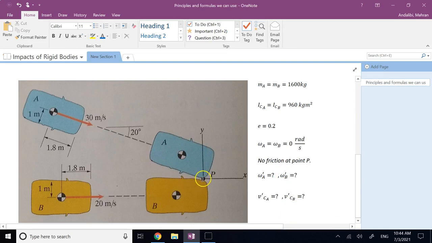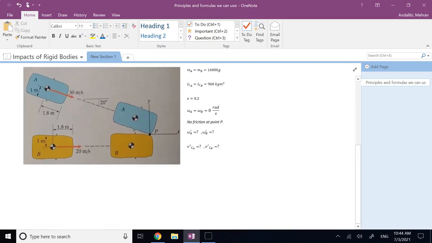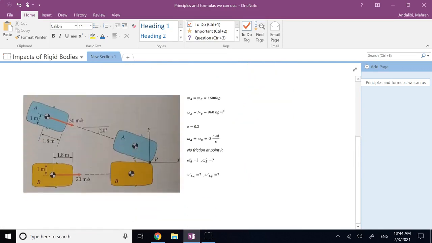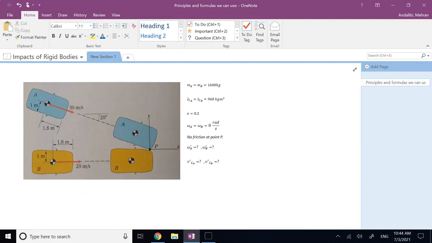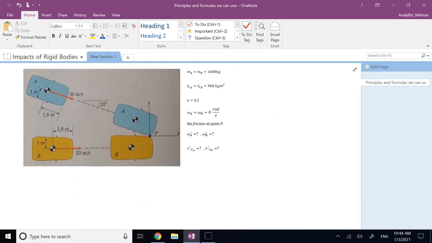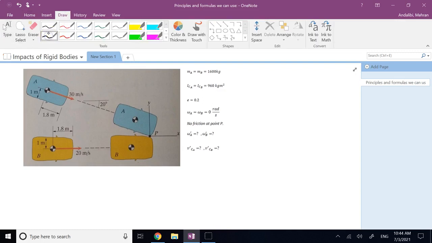And again, here to make the life a little bit easier, we assume there is no friction at point P, so all the force exchange is along y direction, nothing along x direction. Okay, so the fact that there is no friction at point A, it means this rule number 2, that individual momenta along the tangent direction, which is x here, they are not going to change. So what I want to do is, since what I care about is the velocities of the centroids, let's write down the velocities of the centroid before impact.